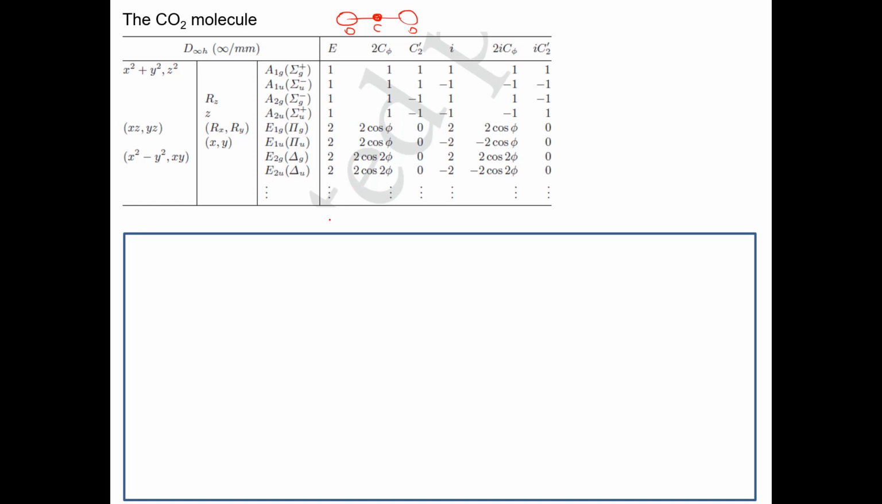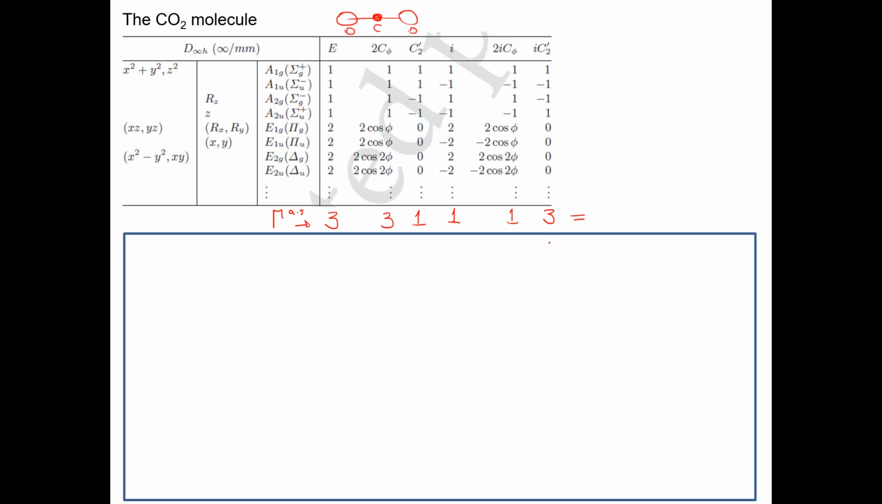So first of all, let's calculate the atom site representation. For the identity, the character is 3. For C-phi, it is 3. For C2 prime, only the carbon atom remains invariant, so this is 1. The same for inversion, this is 1. This is 1, and this is 3 again. Okay? So these are the characters for the atom site, or equivalence representation. So let's decompose that into irreducible representations of the group.